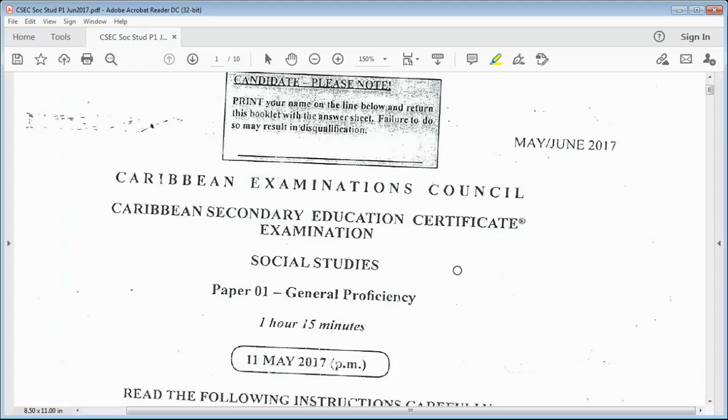Today we'll be doing the CSEC Social Studies May June 2017 past paper 1.